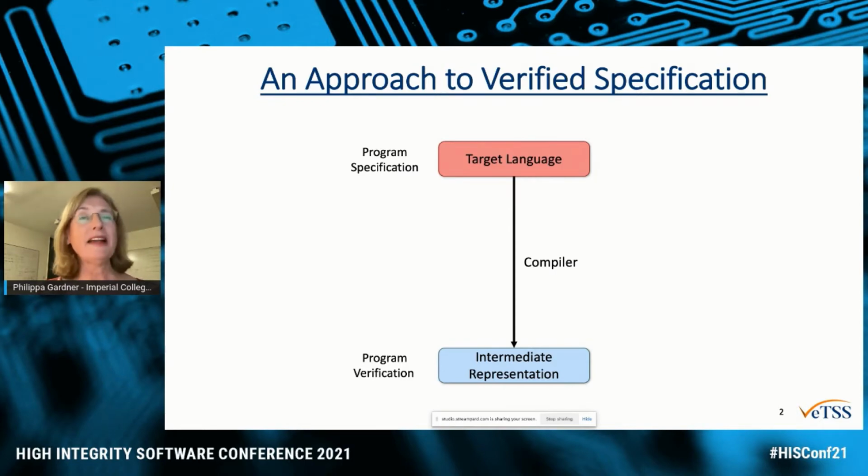And whereas the specification of programs is done at the abstraction of the target language and is hopefully understandable by code developers associated with the target language, the actual program verification is done in some intermediate representation, quite often a goto language that's lost all the structure of the target language. I'm only going to talk about this particular type of diagram today.